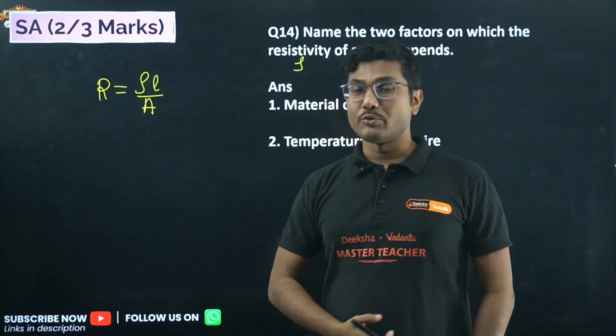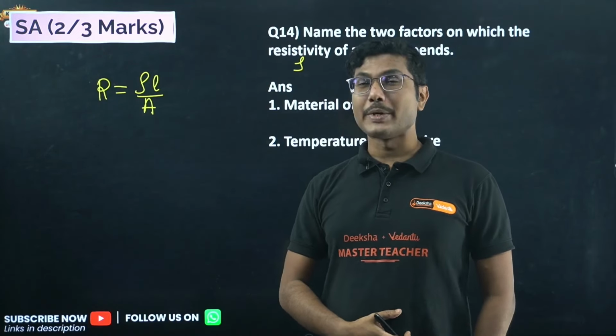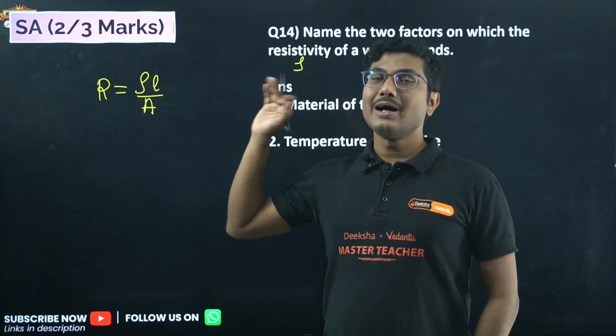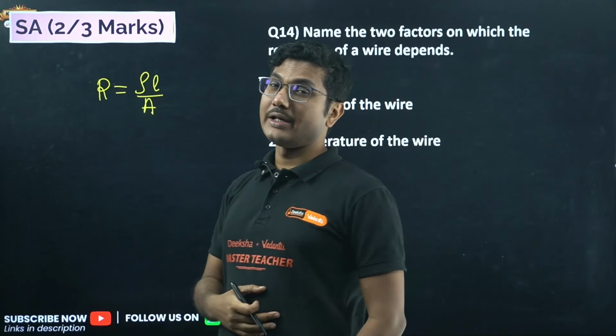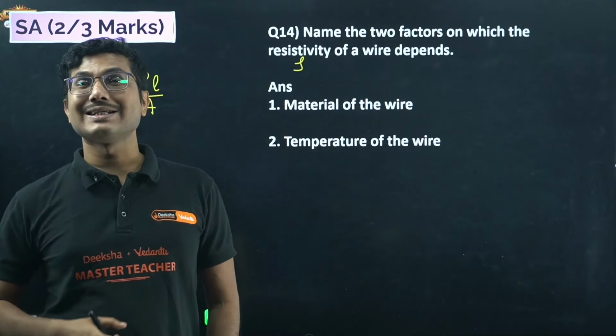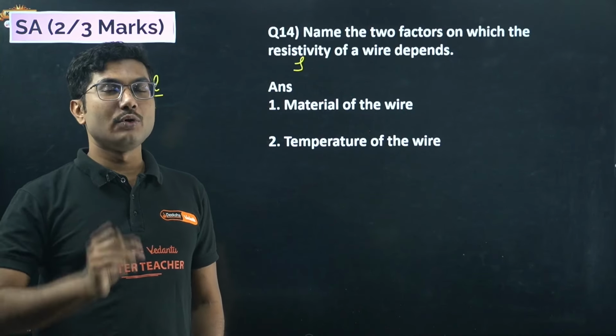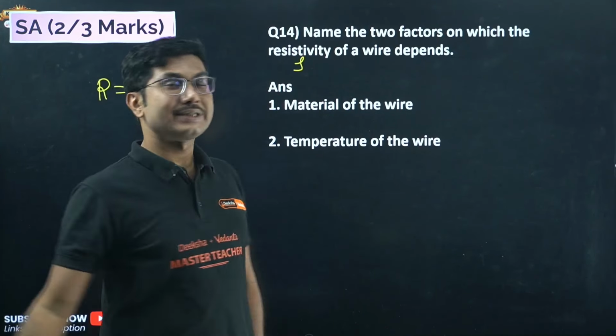If the question asks for two factors on which resistance depends, then it will be length and area. If it is resistivity, then it will be material as well as temperature. So be careful what is asked. Resistivity is not the same as resistance.